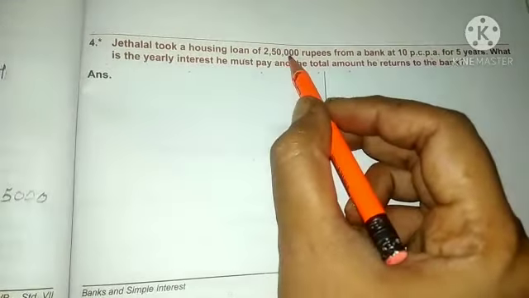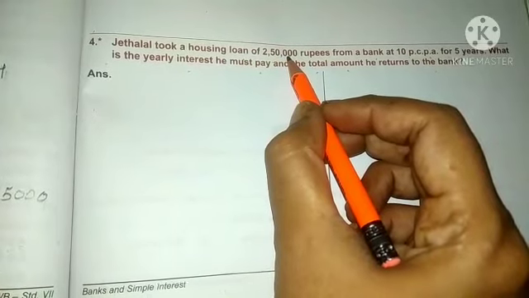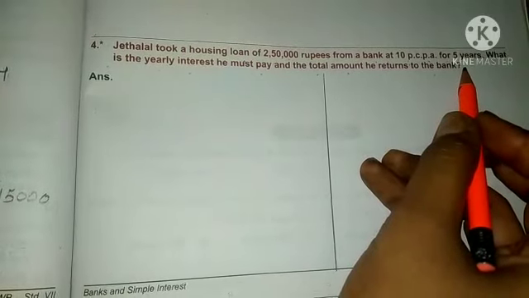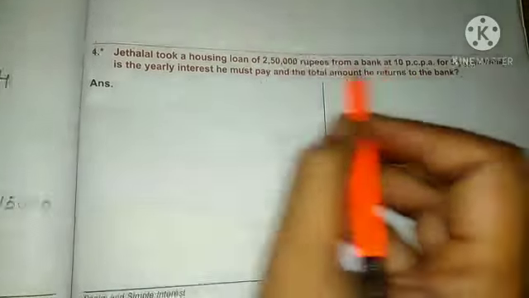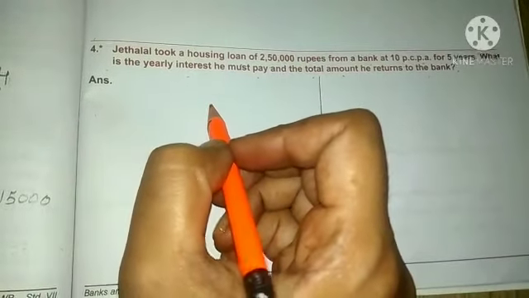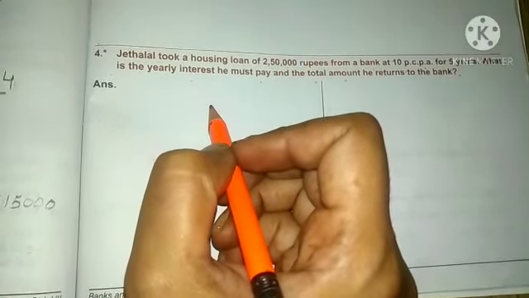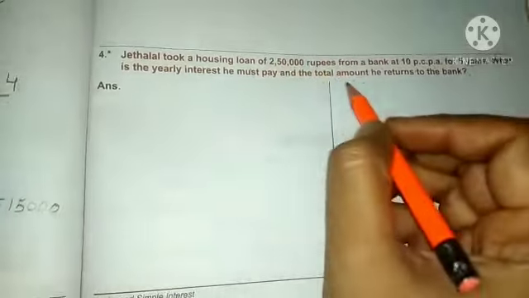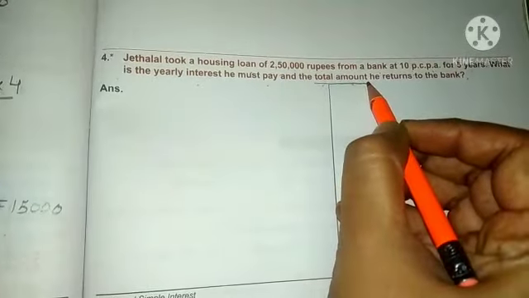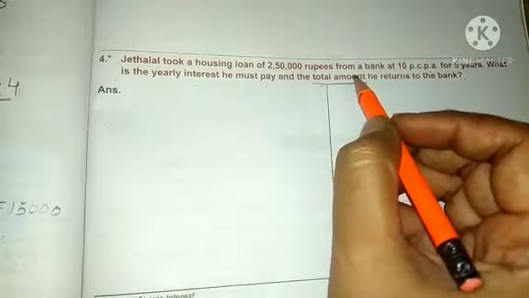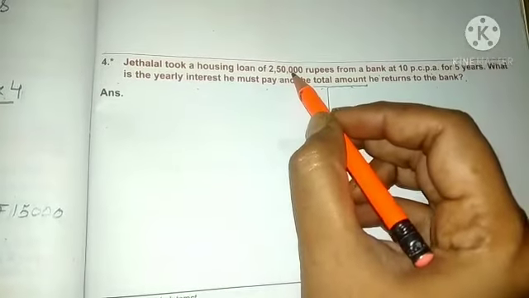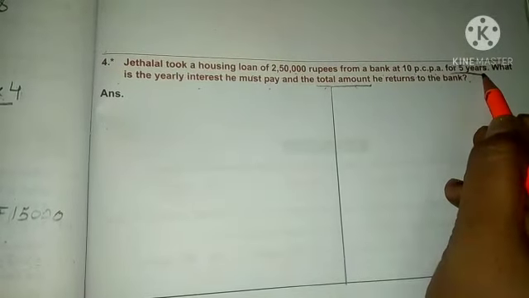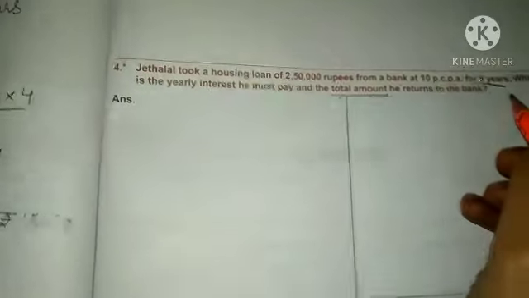Clear? Jethalal took a loan of 2,50,000 from a bank. At what rate? 10% per annum. For how many years? For 5 years. Clear? But we have to find out what yearly interest he must pay to the bank. Yearly means we have to find out the 1 year interest. In 1 year, how much interest he has to pay to the bank. And then we have to find out the total amount. Total amount means what he will pay after 5 years. He will pay 2,50,000 rupees as well as the interest he will pay for 5 years, that we have to find out. Clear? So see how you are going to find out.